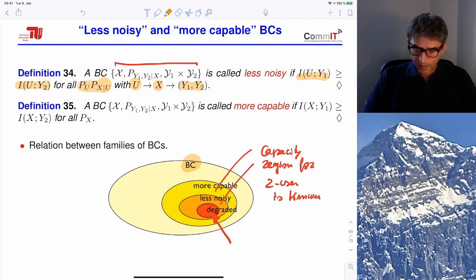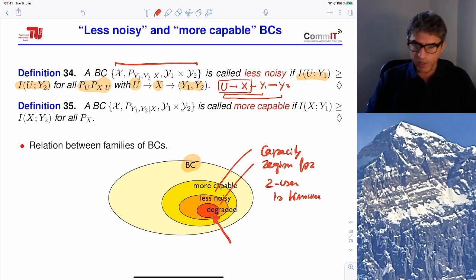Now you see immediately that this is true for the degraded case, because for the physically degraded case, we would have a Markov chain U, X, Y1, Y2, for which it's obvious that the mutual information between U and Y1 is always greater or equal than the mutual information between U and Y2 for any such distribution of U and X.